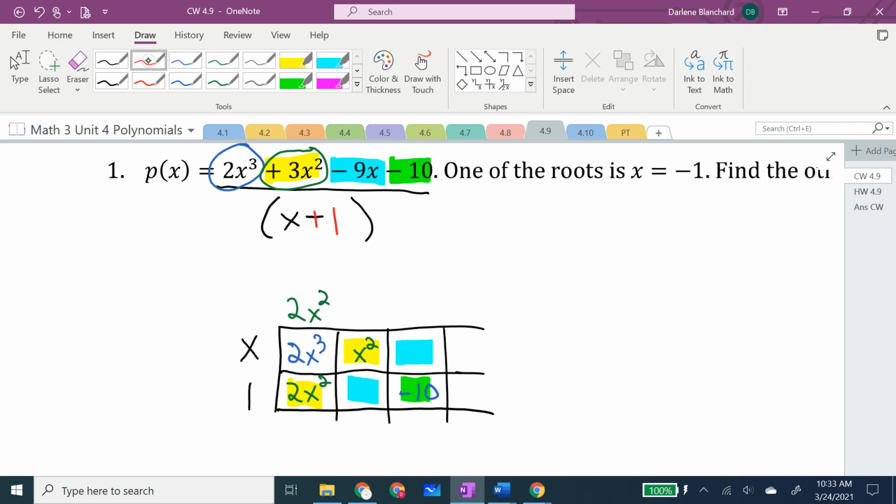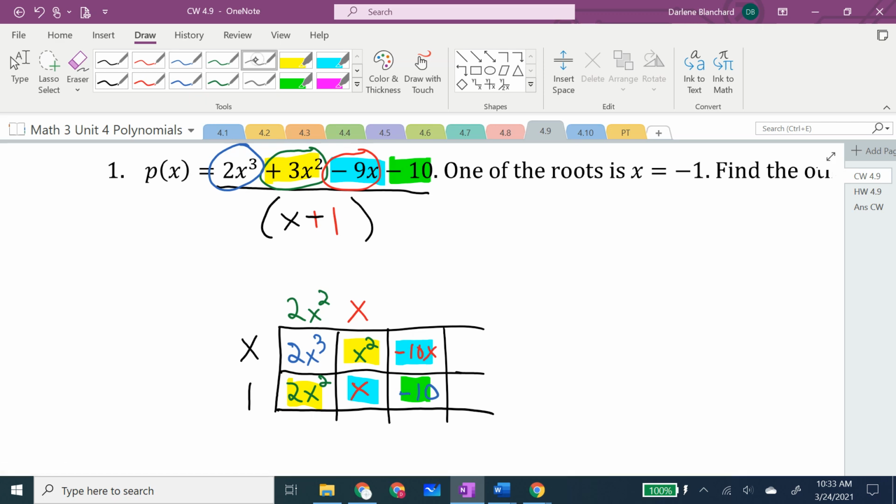Then I continue on. I need to figure out what goes here. X times what is x squared? And that would be x. Then I multiply it to the 1. And then I'm ready to make negative 9x. And I can only do that if I subtract 10x from my positive 1x.